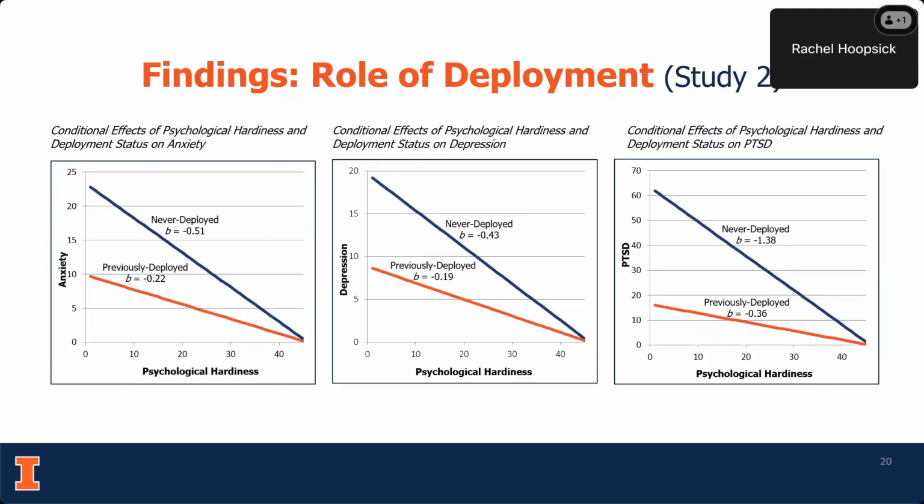So to further understand what was happening, we probed each of these interactions by examining the conditional effects of psychological hardiness on each of these mental health outcomes by deployment status. So here I'm showing never deployed soldiers in blue and previously deployed soldiers in this reddish orange color. And in all 3 cases, what we found is a similar relationship. That greater psychological hardiness was associated with less mental health symptomatology, but the effect was even stronger for soldiers who had never been deployed.